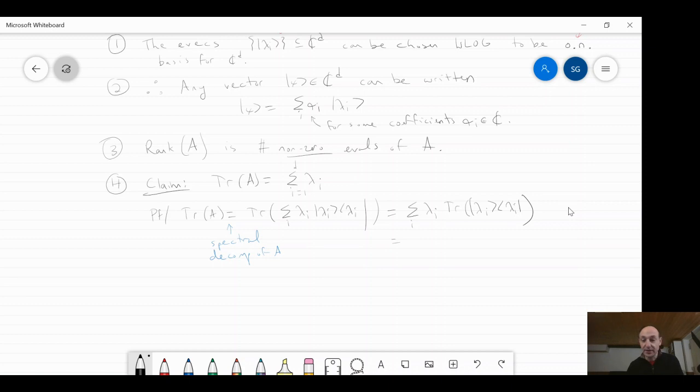Okay, and that's awfully nice. And now I use the cyclicity of the trace. Oh, sorry, let me point out, of course, trace is linear again. And now I can use the cyclicity of the trace to bring this bra around so that I get an inner product. All right, and once I have the scalar, I can just drop the trace altogether. So the trace is cyclic. Okay, this is what I get.